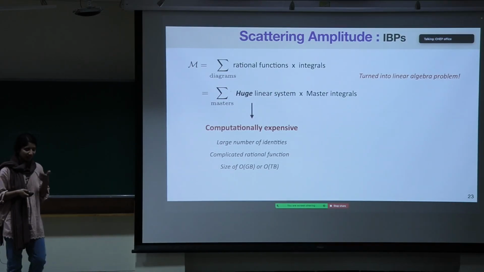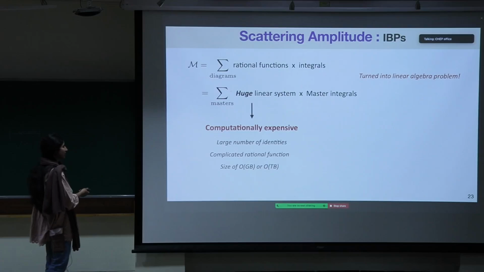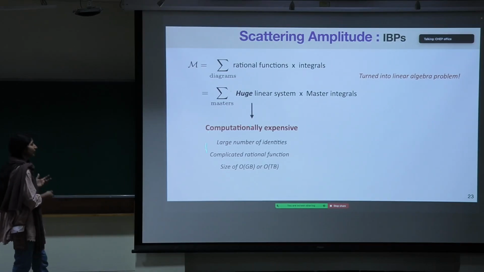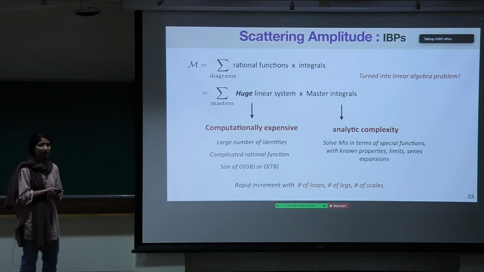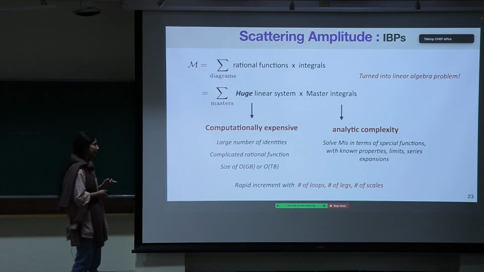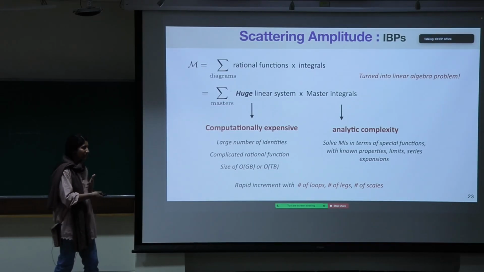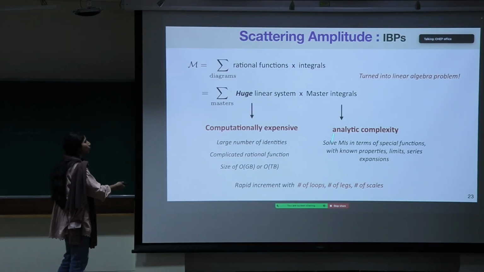So once we start using IPPs, we also have to take care of such a system and how to go ahead with this kind of linear system. Instead of solving the integrals, it turned into a linear algebra problem. Another thing is that the master integrals themselves have to be solved in terms of some non-special functions, by which I mean functions whose properties we know: their limits, their branch cuts, and how to do series expansions. So there are different levels of problems we have to deal with, even though we do IPP.